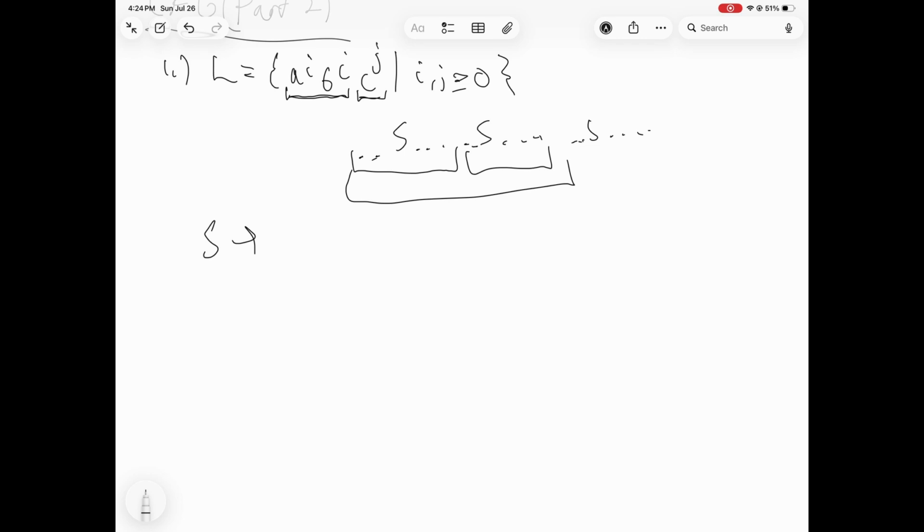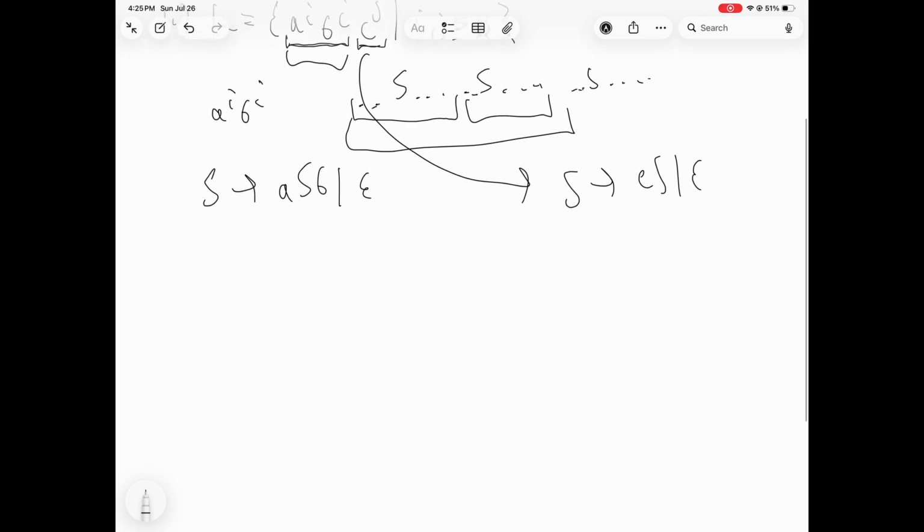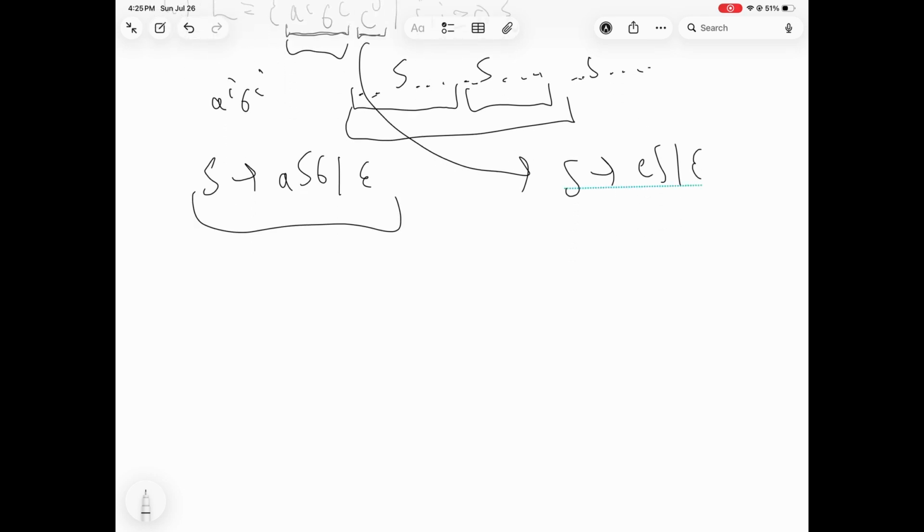Let's write it how we normally would for a to the i, b to the i. So S goes to a S b, or epsilon. That would define our group right here. Now let's think of c to the j. S would go to c S, or epsilon. Now we have to bring these groups together.